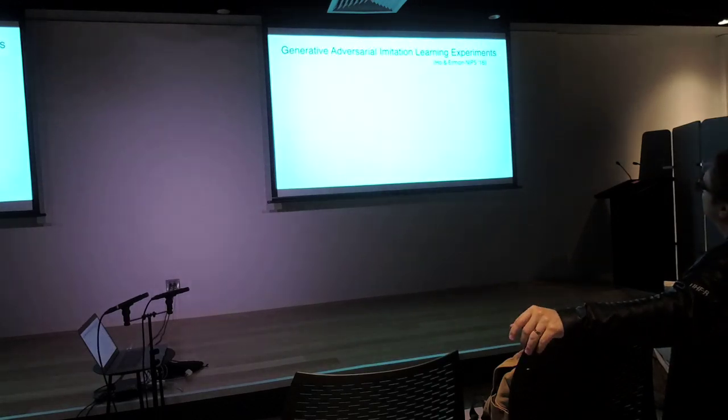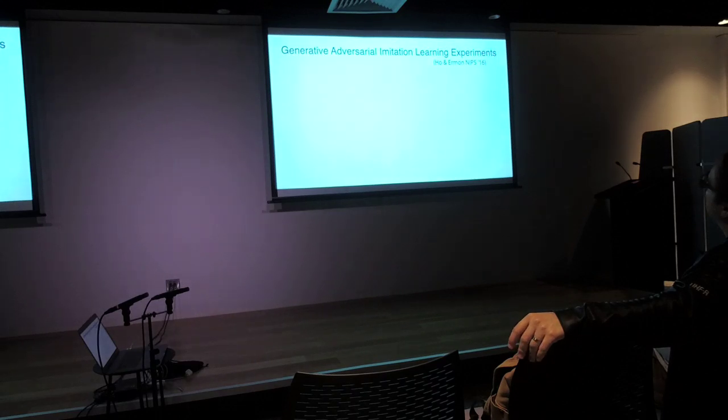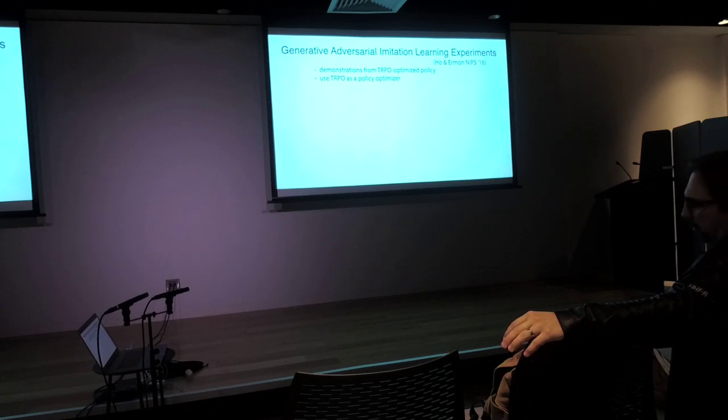Okay, and then next I'd like to show the experiments from the Generative Adversarial Imitation Learning paper by Jonathan Ho. In this setting, all of these were in simulation, and the demonstrations were from a policy that was optimized by TRPO. And then they used TRPO as the policy optimizer. So in the guided cost learning experiments that I showed before, we used local linear models to optimize the policy, so essentially using guided policy search.